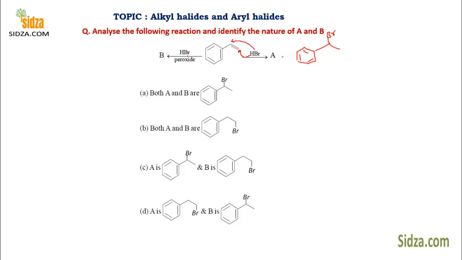And what will be the B? Here we are adding the HBr, but in presence of peroxide. When you add the HBr in presence of peroxide, obviously the product is the anti-Markovnikov product, right? It's an anti-Markovnikov addition. Here it is the Markovnikov addition. That means in this case, hydrogen will attack the carbon having less number of hydrogen atoms, and the bromine is going to attack at the terminal one. So the product will be like this. Br is over here, so this is the B. So that means the option C: A is this one and B is this.